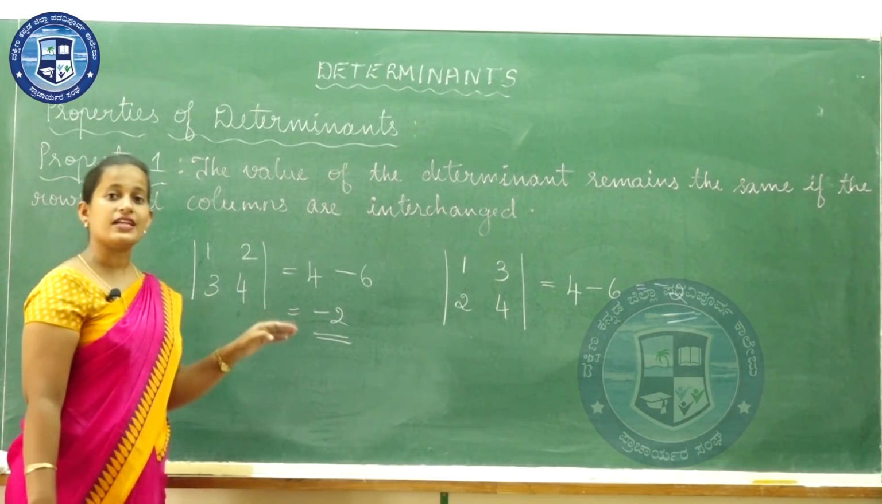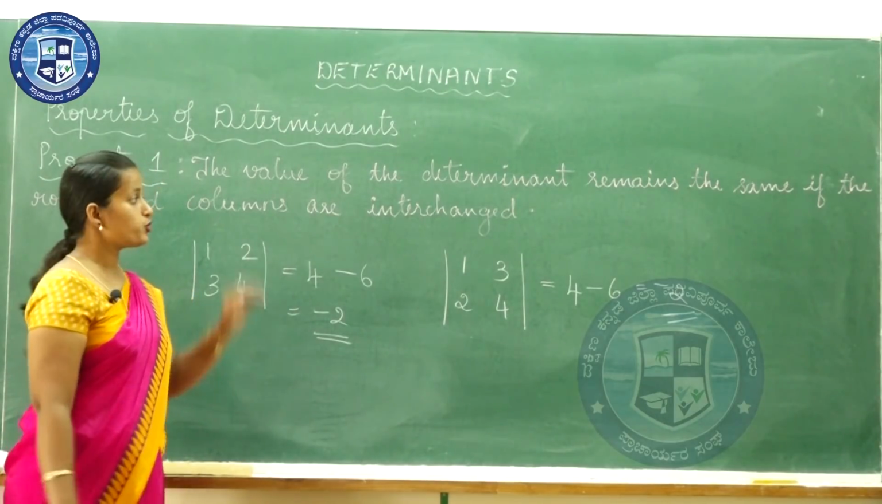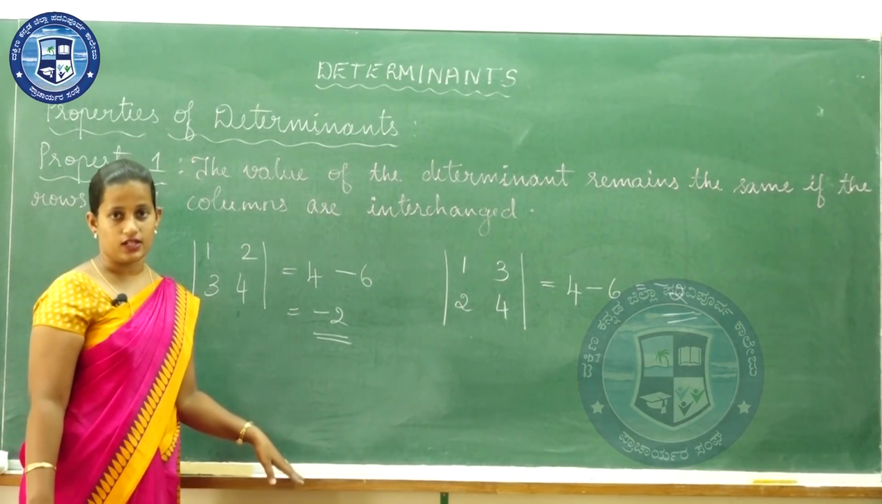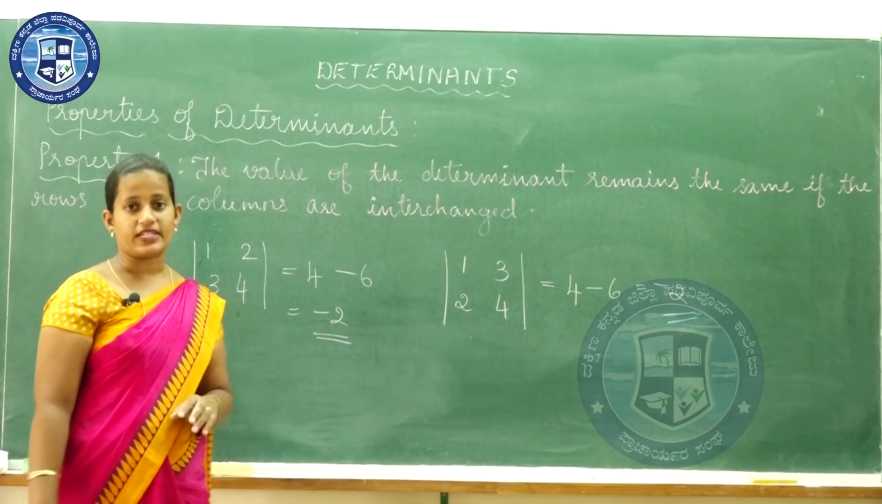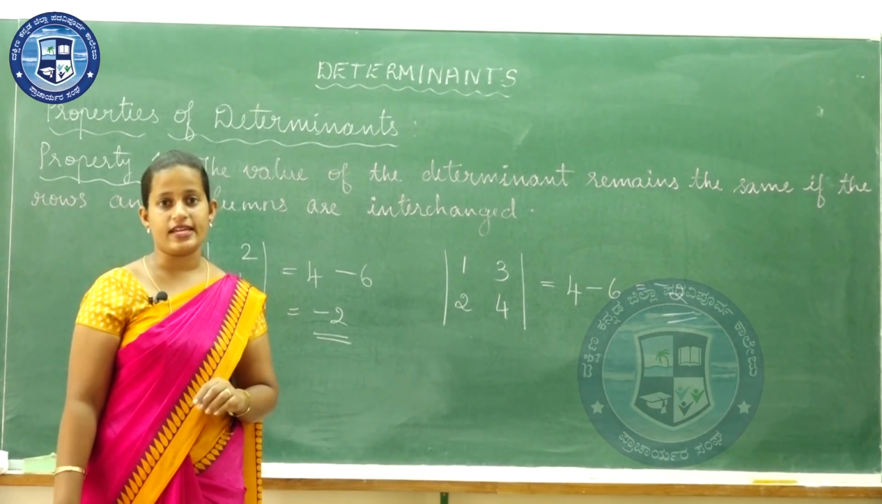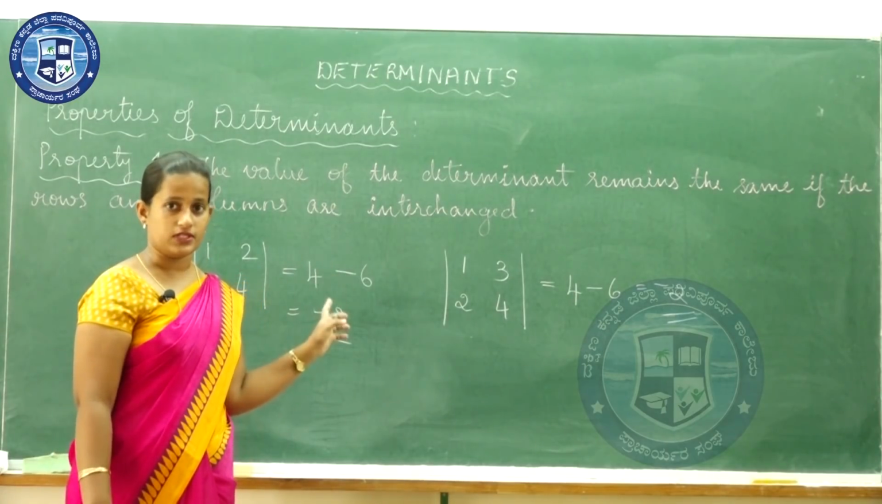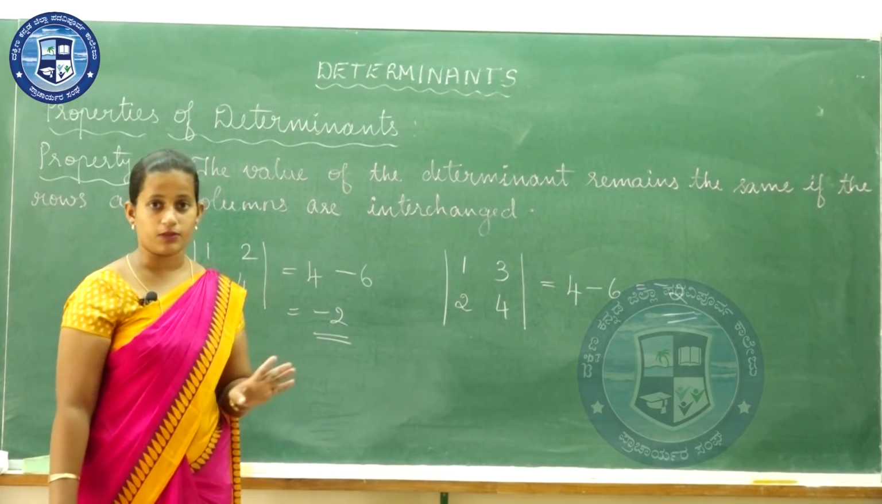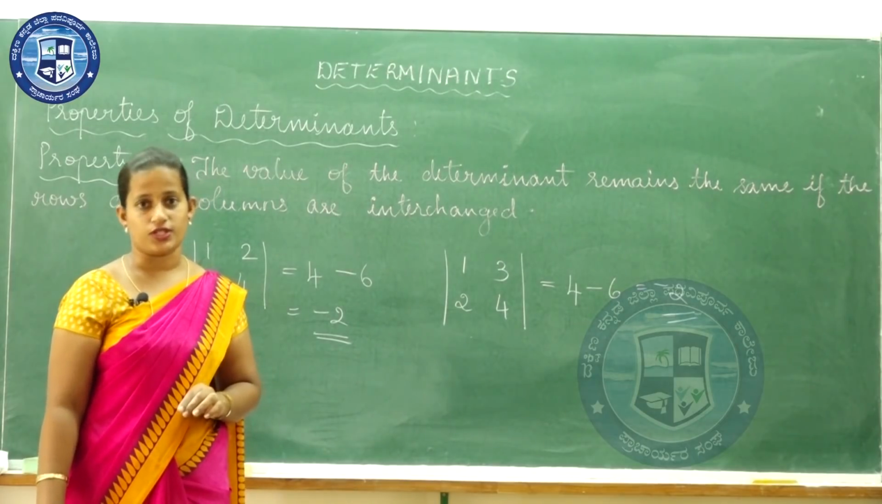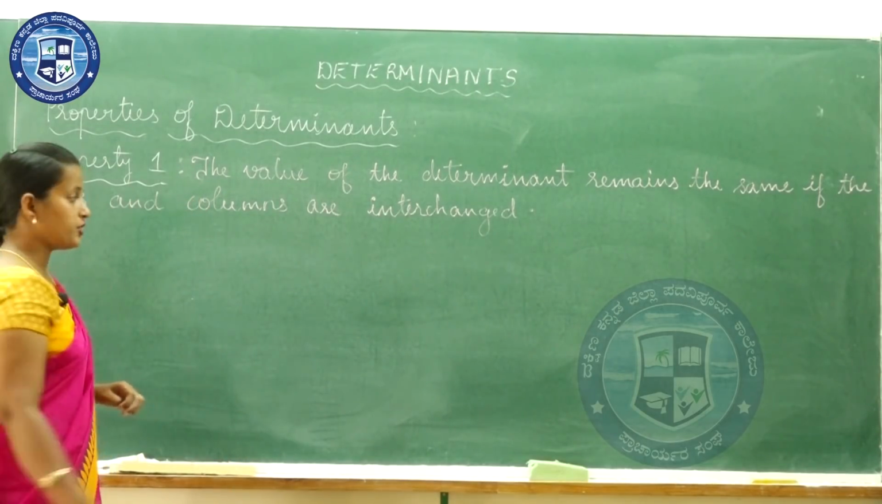But an example is not a proof. You have to prove this property in general. So we will prove this property in general for a 3 cross 3 matrix, taking the general elements, not numbers. Okay. So example does not become the proof. You have to prove it more generally. Let us see the proof now.